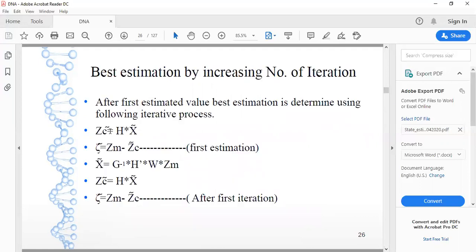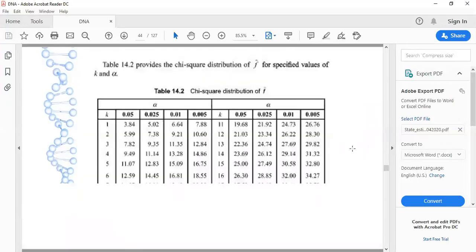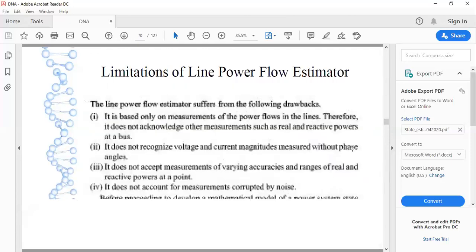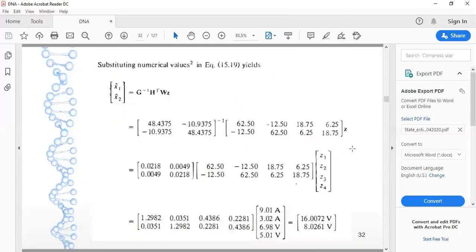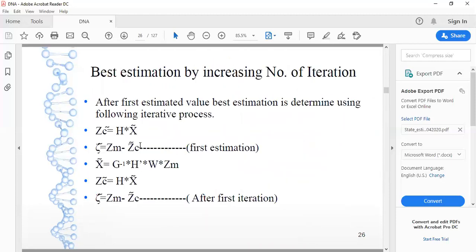Over here, we have already obtained X hat. X hat is the estimated value for the state variables. If we multiply it with H, we will have a calculated value, from which we can derive our ZC. ZC is equal to H into X hat. Then we will find the error. After the first estimation, we will once again find H by using that as Zm. If we proceed further, we will reduce the amount of error after the first iteration.